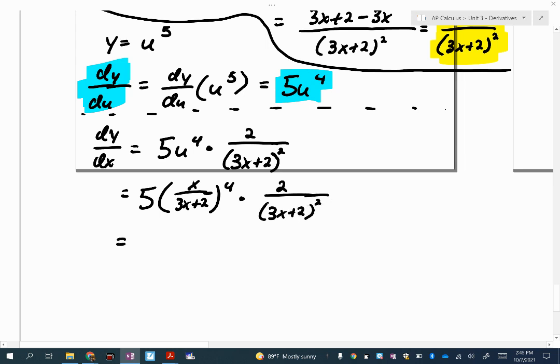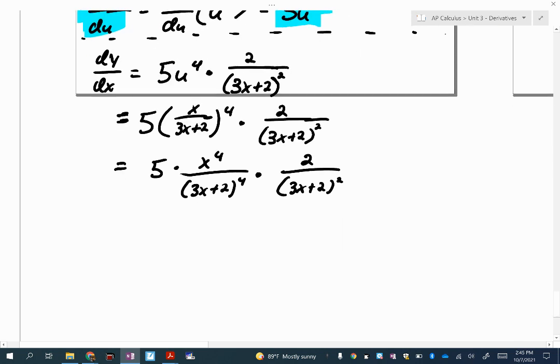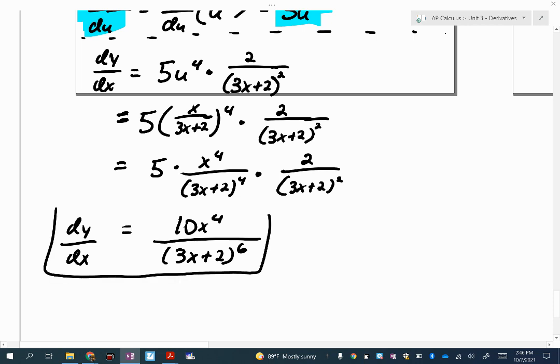You could leave it like this. The textbook has it where it does a little more simplification, so I'll go ahead and do that. x to the fourth power is going to become, so 5 times x to the fourth power over 3x plus 2 to the fourth power. And now putting all of this together, it becomes 10x to the fourth power over 3x plus 2 to the sixth power. So that is dy over dx.